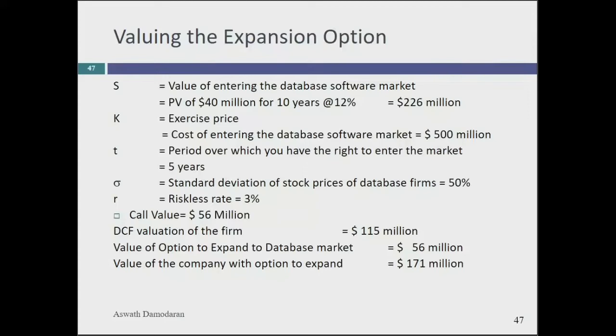The cost of doing this is $500 million. You have 5 years over which you can make this decision, and the standard deviation, which means the $226 million could become $350 million or $10 million over the next 5 years, is 50%. The riskless rate is 3%. You plug the numbers in, it's almost magical. This looks like it's a terrible investment, right? But the rights to this terrible investment, because of whatever, is worth $56 million.